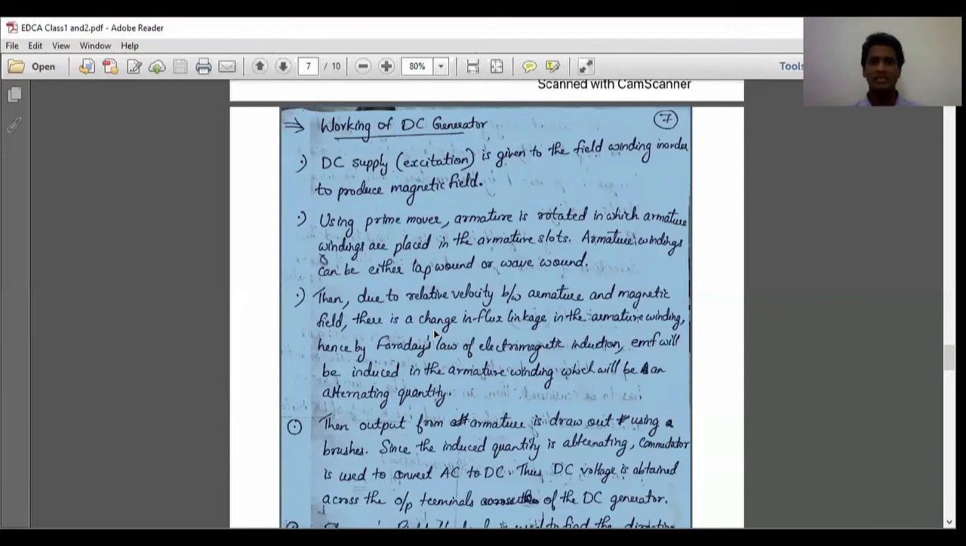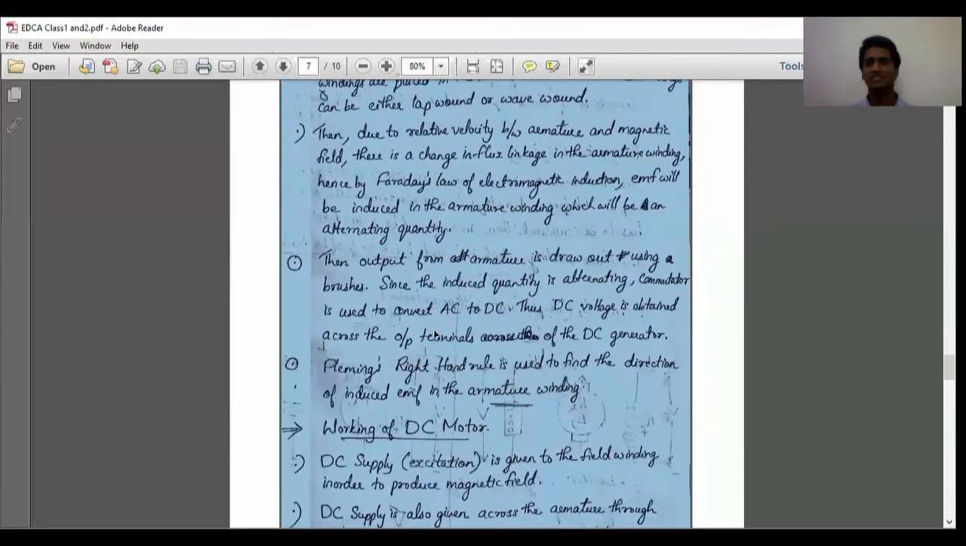Okay. Then output from the armature is drawn out using a pair of brushes. And actually there will be two brushes. That means a pair of brushes will be there at the output of the armature. Since the induced quantity is alternating, commutator is used to convert AC to DC. Clear? There it acts as a mechanical rectifier. Thus, DC voltage is obtained across the output terminals of the DC generator.